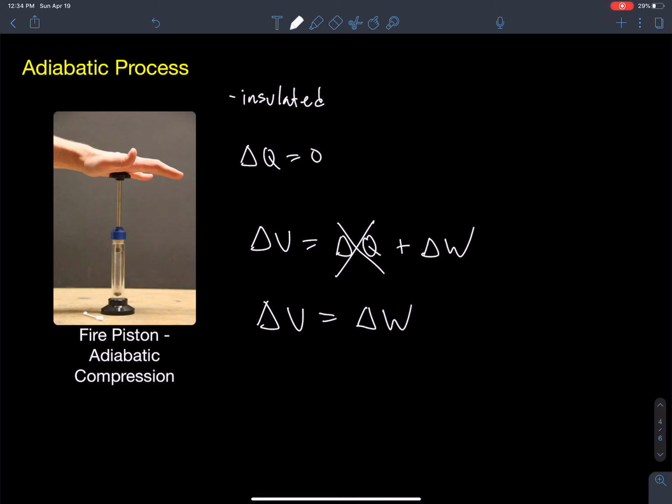So if I do work on the system, I'm going to be putting internal energy in the system. If I do negative work, I'm going to be able to remove the heat from the system, okay? And so that's pretty neat. So by me compressing it, I'm doing work from the outside and putting that into the system, which is going to change the internal energy of the gas inside of the system and raise its temperature.